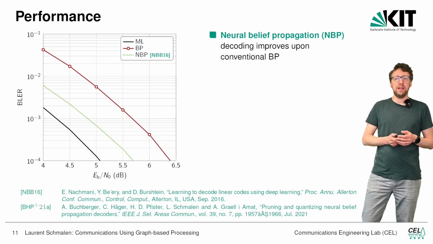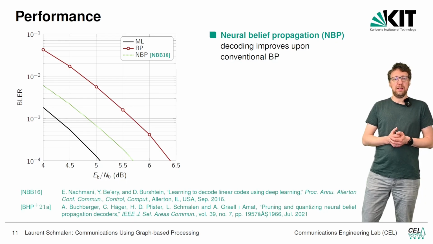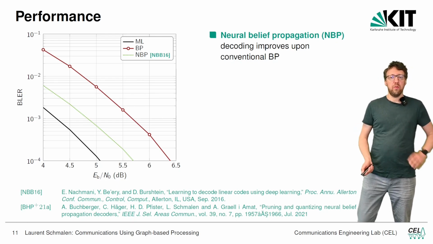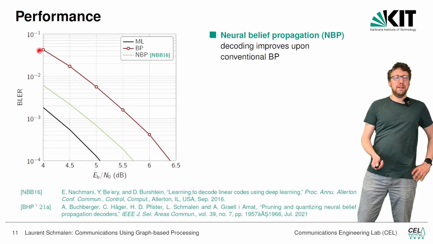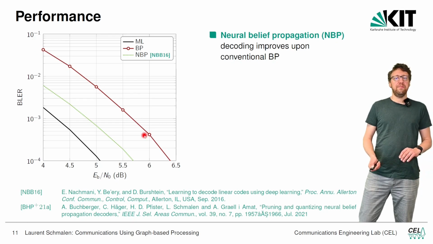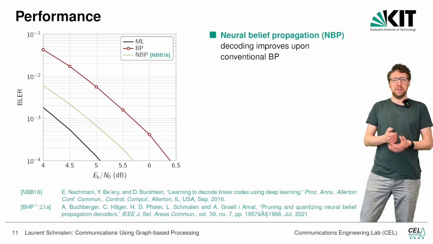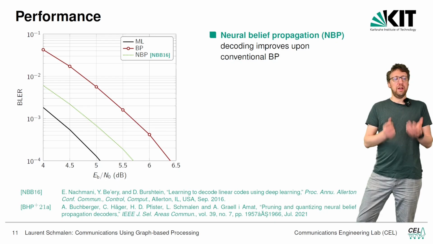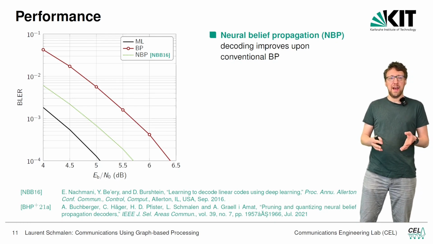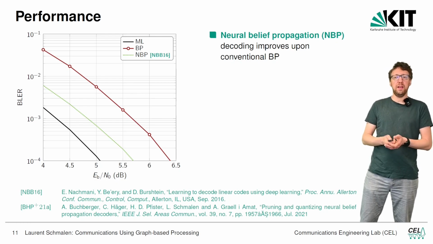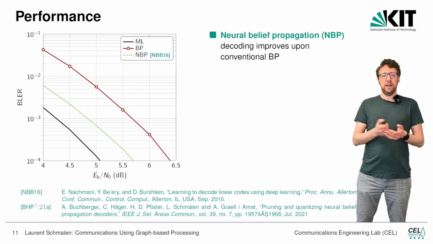Okay, so what does that bring us? If we take a look at the previous example, the Reed-Muller code that we had earlier, now we have the maximum likelihood decoding performance again, error rate as a function of the signal to noise ratio. This is the belief propagation decoder. And now with neural BP, we get quite a big performance improvement. So there is a significant performance improvement compared to conventional belief propagation. We have not fully closed the gap to maximum likelihood, to the optimal decoder, but we have gone quite far already.